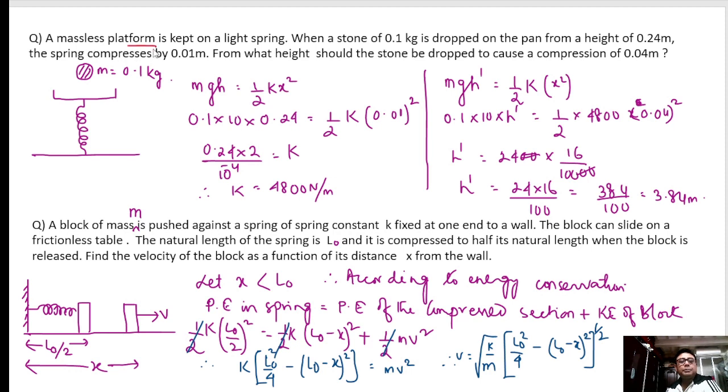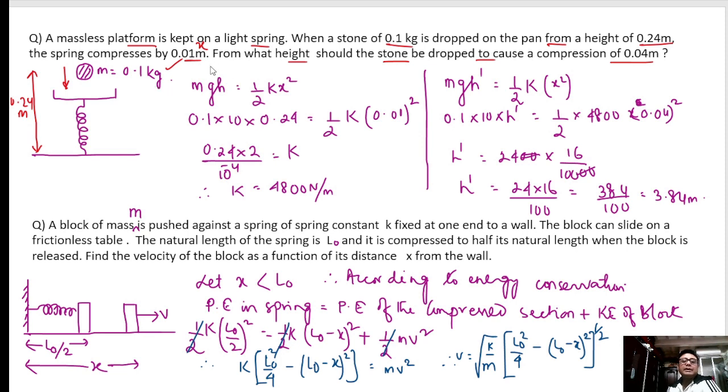A massless platform, so this is the massless platform, is kept on a light spring. A stone of 0.1 kg is dropped on the pan from a height of 0.24 meter. So this is 0.24 meter, the height, and the spring gets compressed by this. So this is the x part which is getting compressed. From what height should the stone be dropped to cause a compression of this?